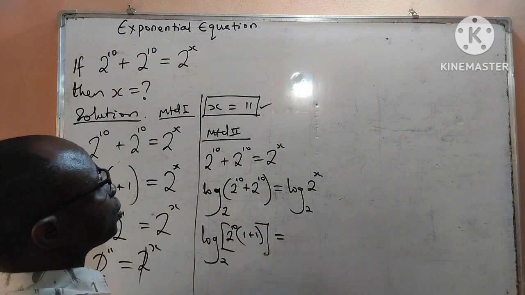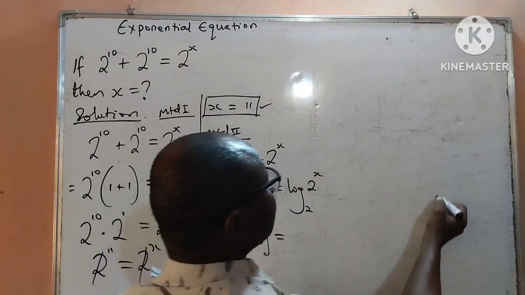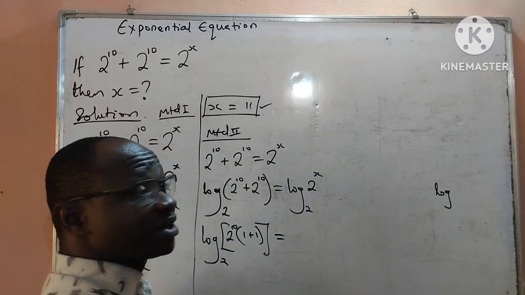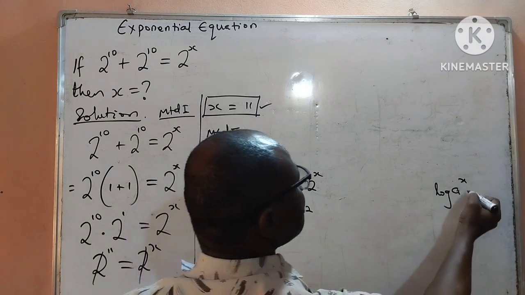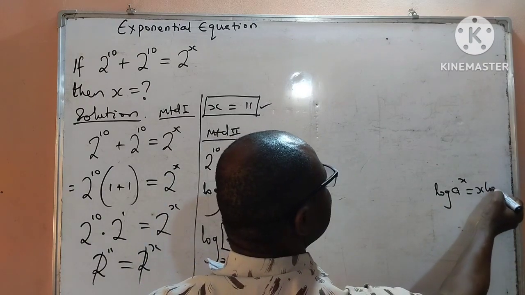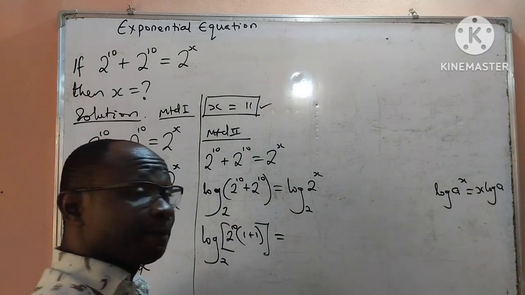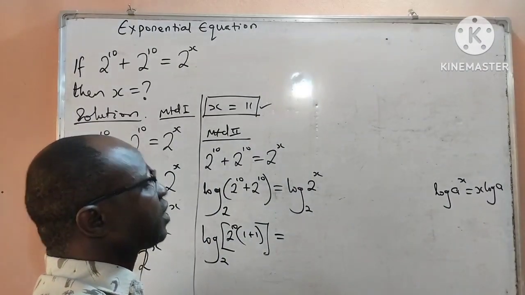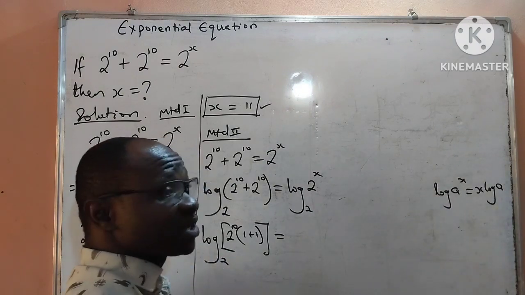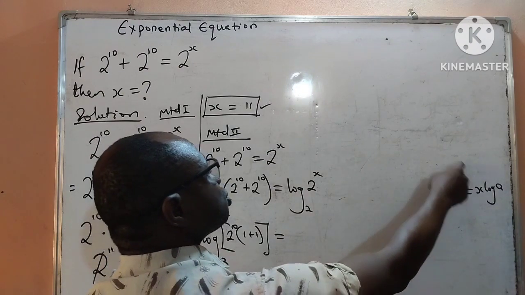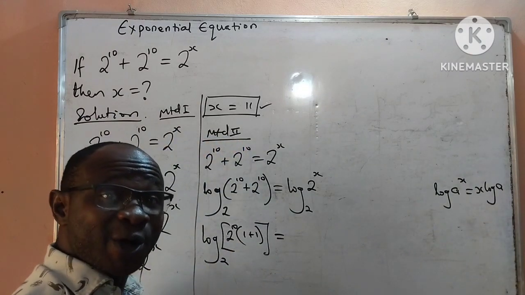And this is equal to, by the right hand side, one of the laws of logarithm says that if I have log a raised to power x, then it is equal to x times the logarithm of a. That is called the power law of logarithms. If I have a number raised to power x, that power should come to the front and be used to multiply the log. That becomes x log a.